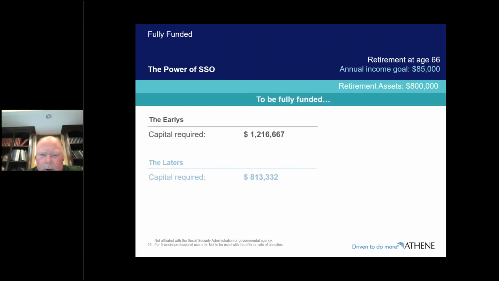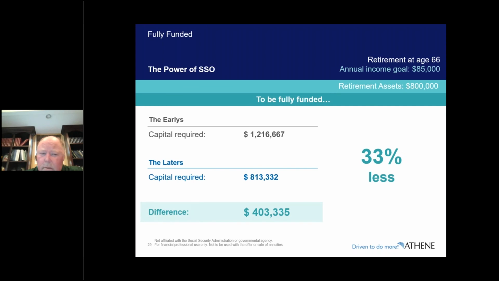So real quick, what happened here? Just so we're all on the same page. We took the same income goal, the same time horizon, the same inflation assumption, the same retirement assets, the same PIAs. Everything is exactly the same.